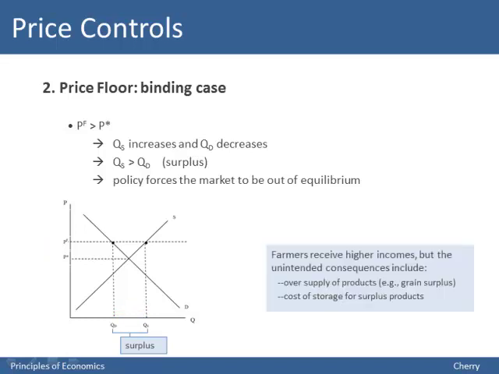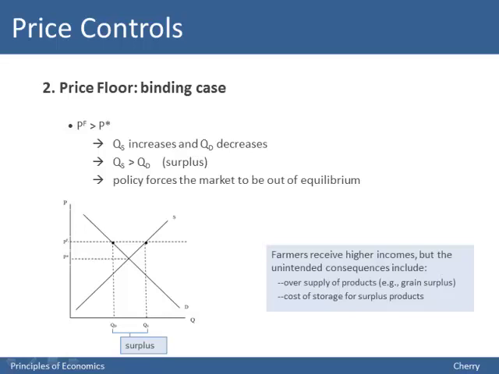So within the context of price guarantees for farmers, the purpose is to protect the farmers from a bumper crop that might lead to low incomes. A bumper crop that leads to a big shift in the supply curve that drives prices down, and farmers don't receive the incomes that they were counting on. That's worthwhile to consider as a goal of a policy, but there are unintended consequences.